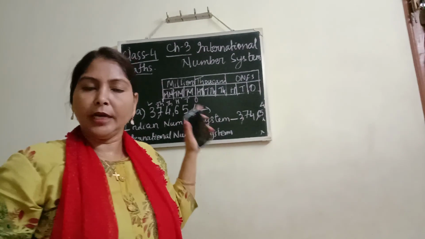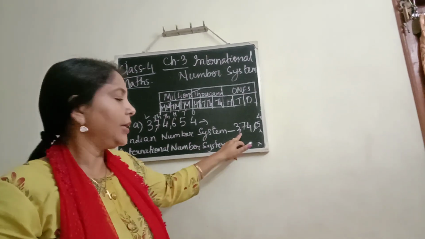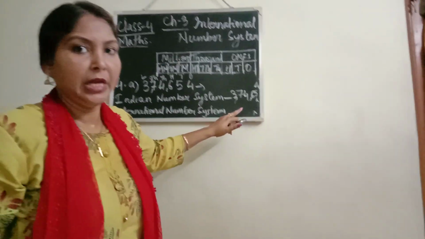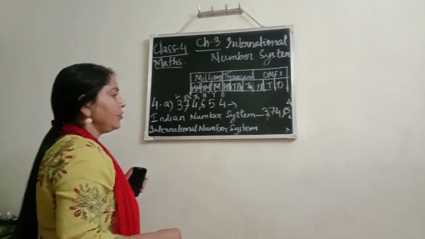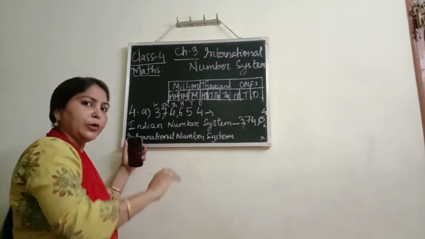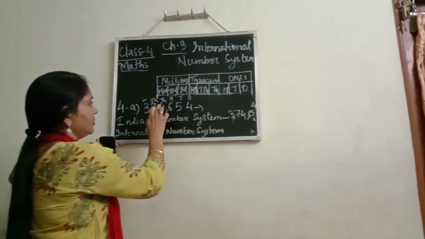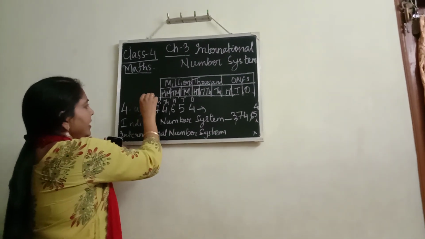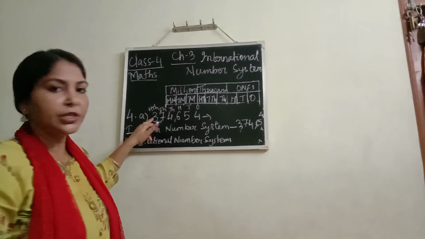Okay, so in the Indian number system, if we read this number, we read it 3,74,654. Now the same number, if we read it in the international number system, how will we read it? Let's again put the place values according to the international number system. Over here, instead of lakhs, we will put 100,000, and the rest are all okay. So how shall we read this number?